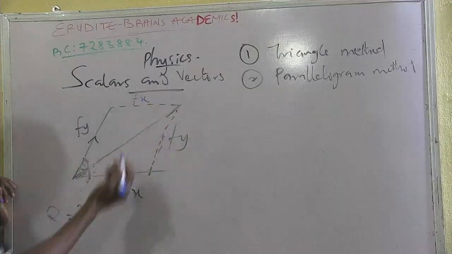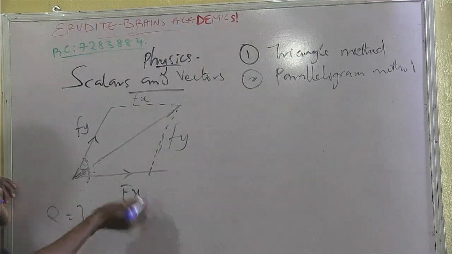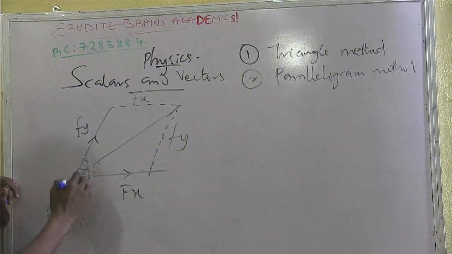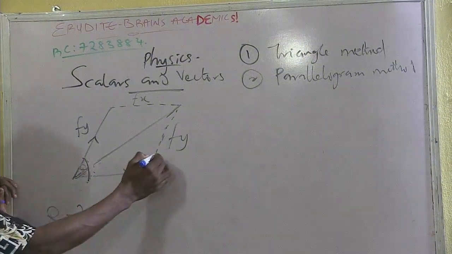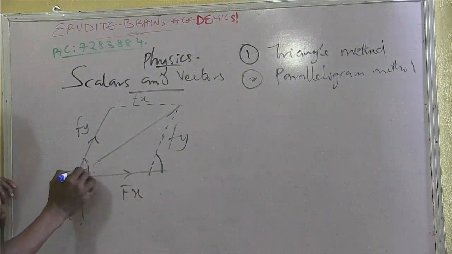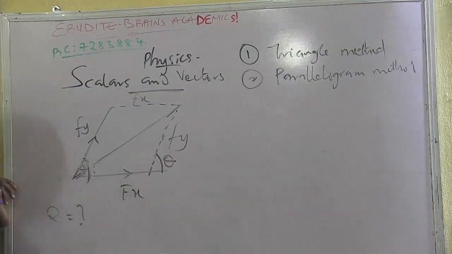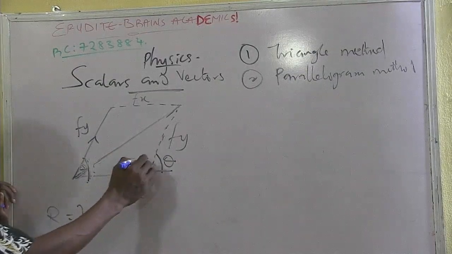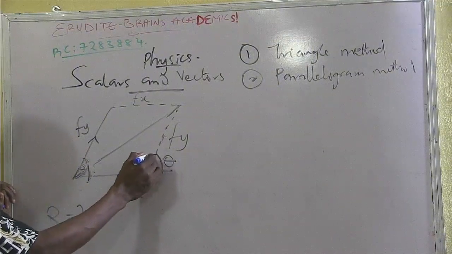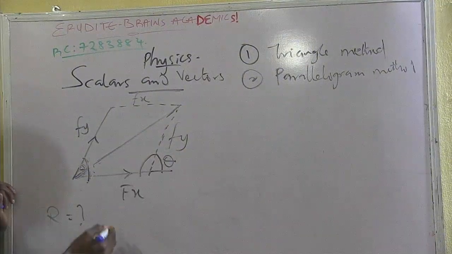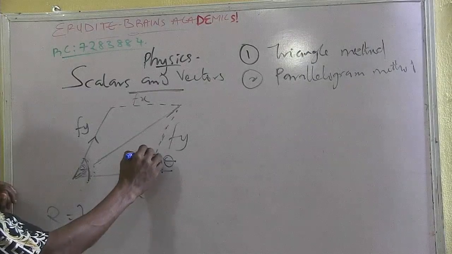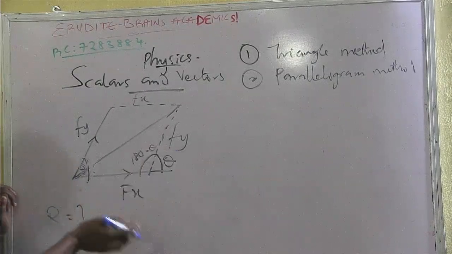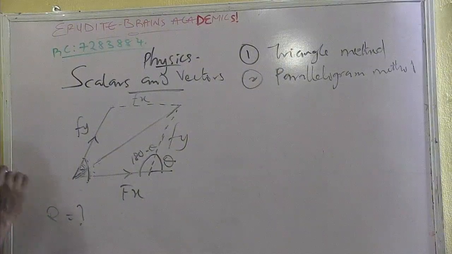You have Fx. Alright, so at this point, remember from your deductive proof, whatever angle you have here is the angle you have here. So if this side is theta, this side too must be what? Theta. Alright, I'm transferring the angle now. And at this point, remember that angle on a straight line is equal to 180. So if you have the angle on the straight line to be 180, what you have here is 180 minus theta.